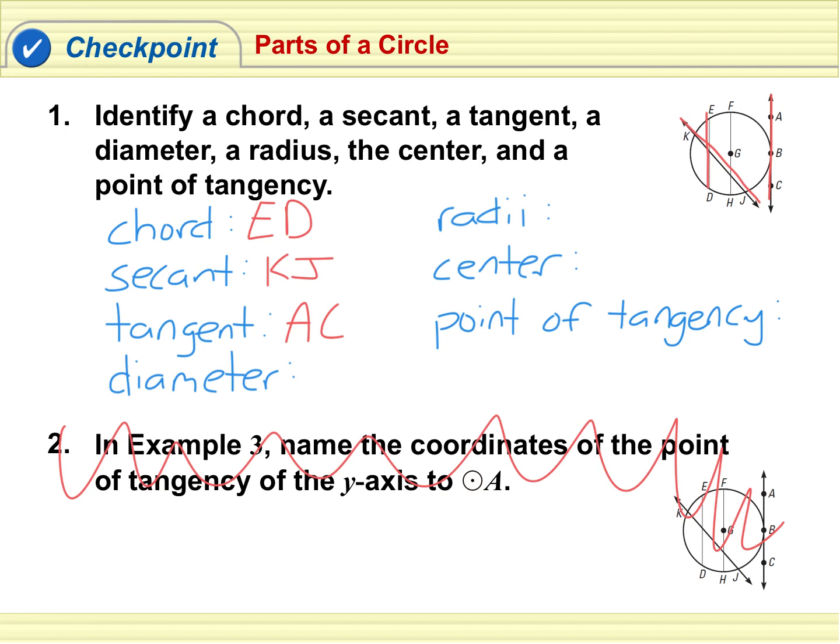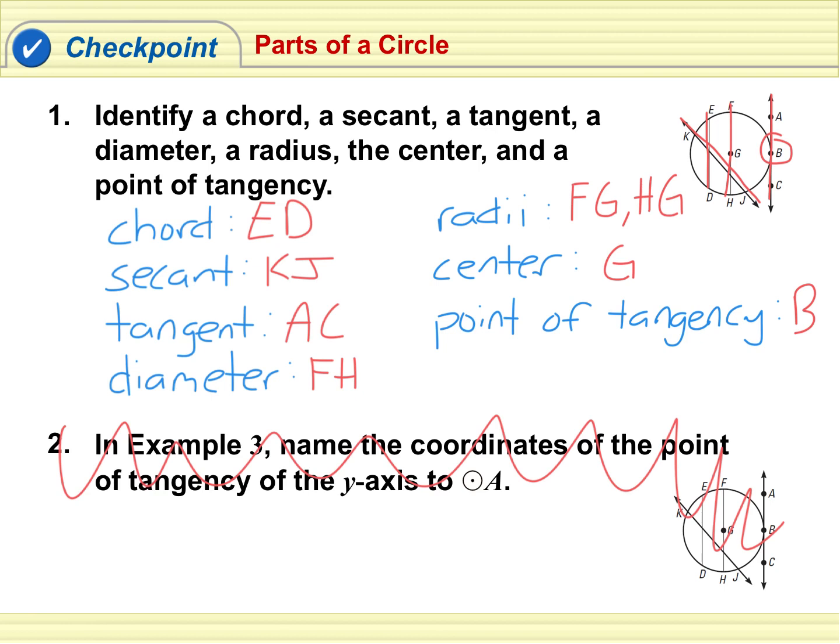Good. What about the diameter? Goes through the center. Which one is that? FH. How many radii do we have? 2. What's one of them? FG and HG. Good. Center? G. And then point of tangency. B. Right, on that tangent line, where's the only place that it touches? B. Okay, questions about those 7 vocab terms?